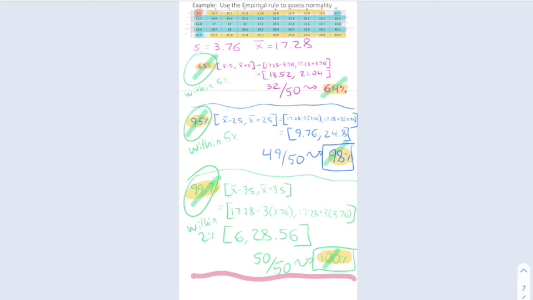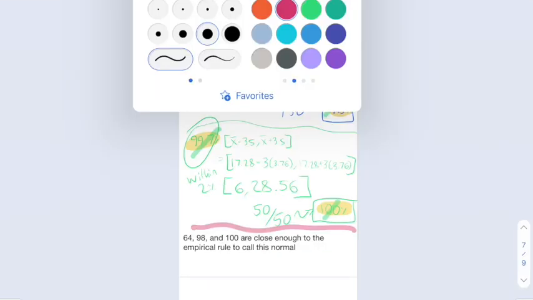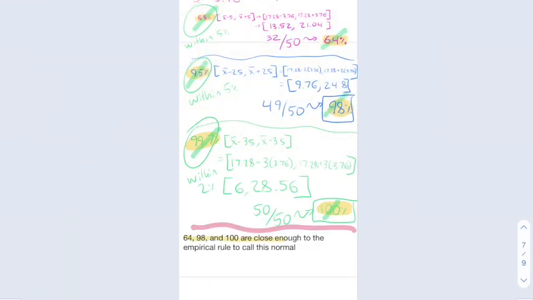When it comes to getting credit on a quiz or a test, as long as you've done all this work and your conclusion and justification are not way off, I'm probably going to give you all the credit. So I'm just going to conclude that 64, 98, and 100 are close enough to the empirical rule percentages to call this normal. And all of this work that I've done up here is my justification for that conclusion.